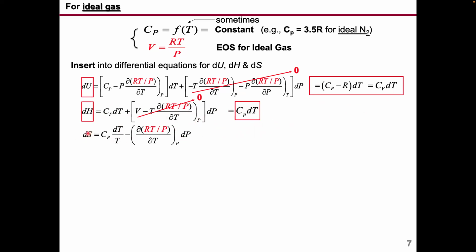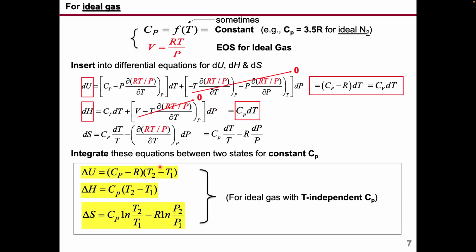Now, what about dS? Again, for dS, we are replacing that V term with RT divided by P. And then here we are taking the derivative while holding P constant. So T cancels, so we get R divided by P dP. So basically in the end, it's going to be Cp dT divided by T minus R times dP divided by P, okay? So this is your dS, okay?